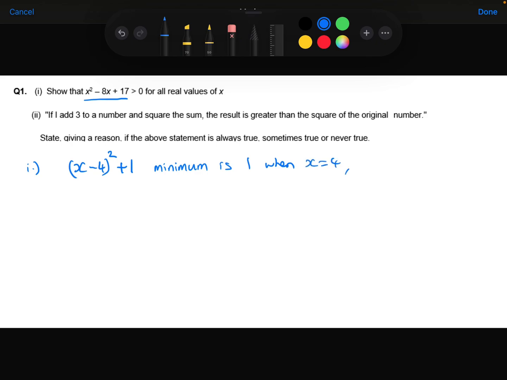So I can then say that, therefore, it's always going to be greater than or equal to 1. It can never be less than 1. Therefore, it's always going to be greater than 0.